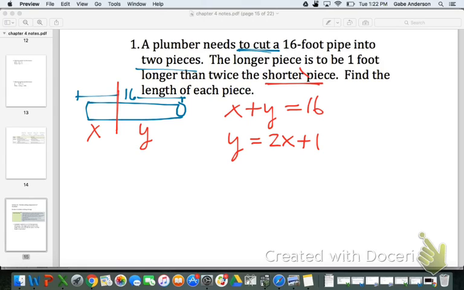And so the long piece, y, is 2 times as long as the shorter piece. So twice tells you 2 times, okay? And it's also 1 foot longer too. So the longer piece, which was y, is 1 foot longer than twice the shorter piece.